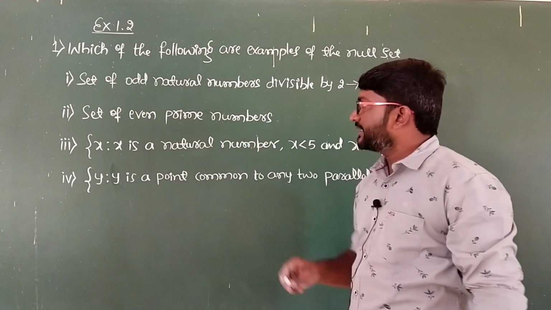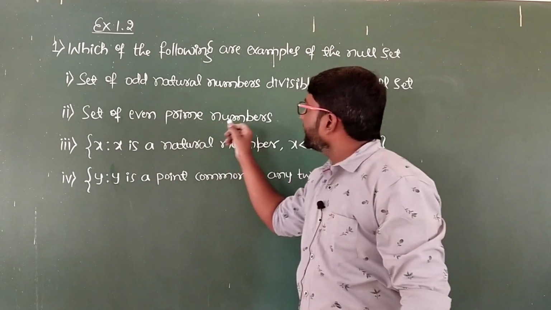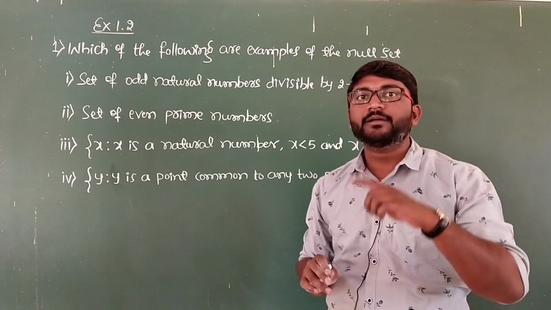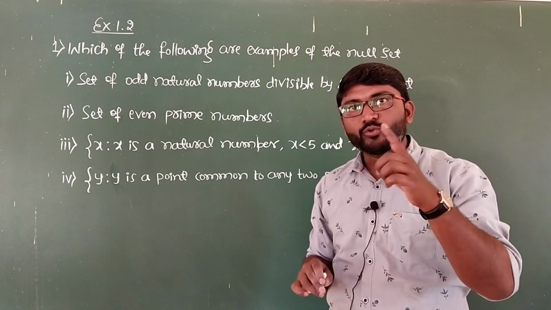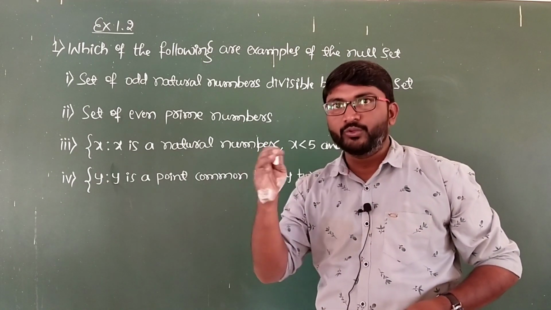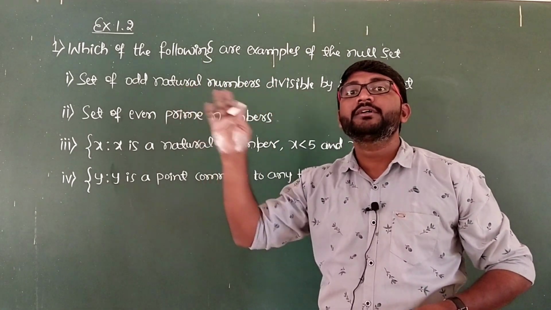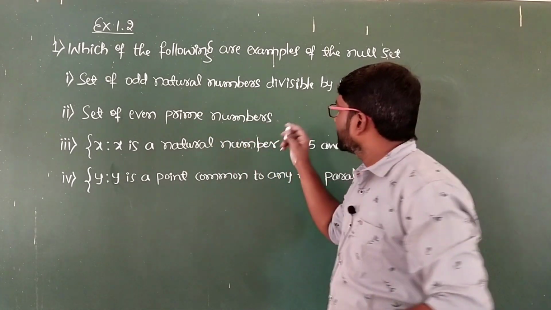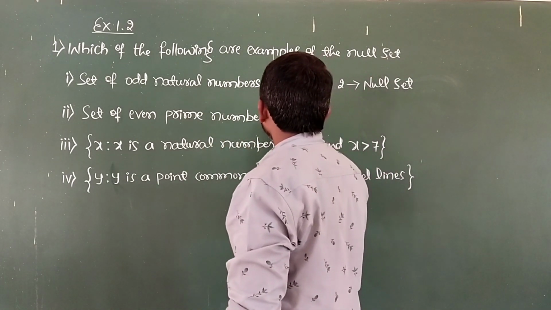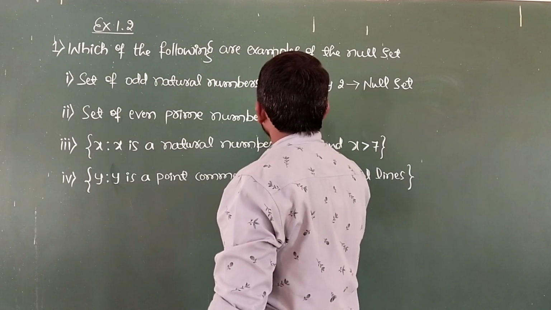Then let us go for Roman number 2: set of even prime numbers. The only even prime number is 2. The remaining are all odd prime numbers. So if we write the set, it is {2}.